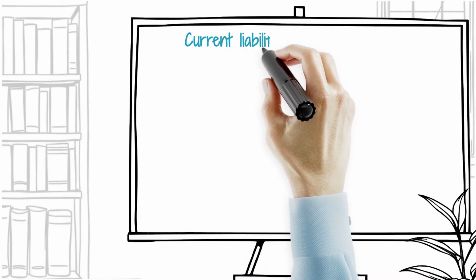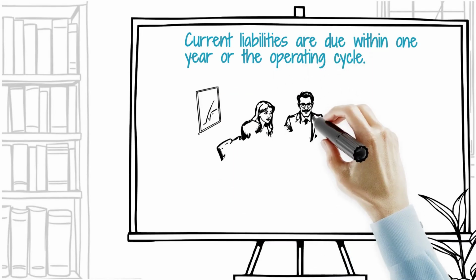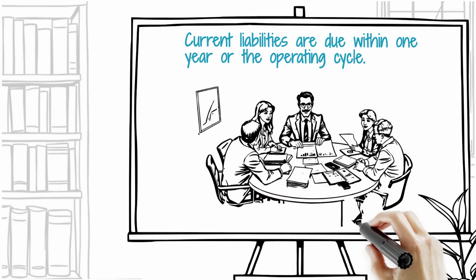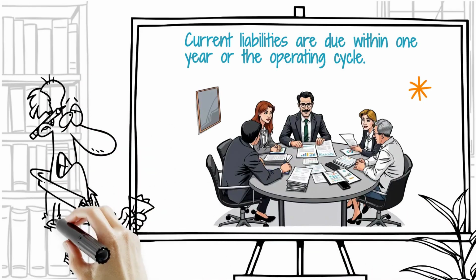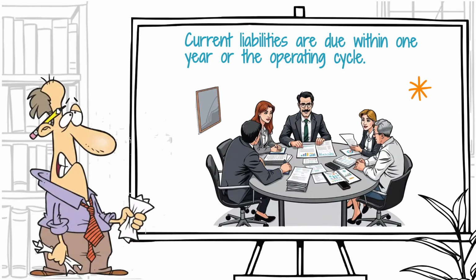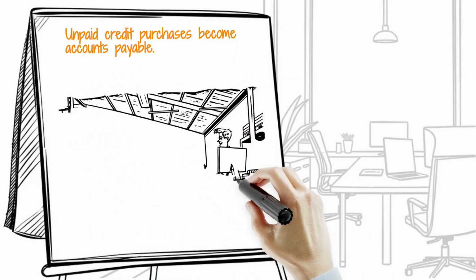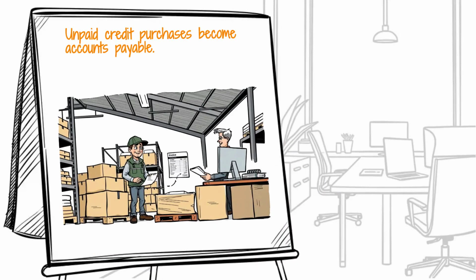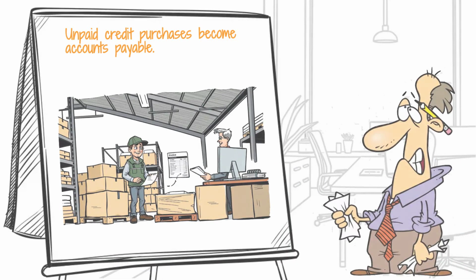The first major type is current liabilities. These are obligations due within 1 year or within the company's operating cycle. Common examples include accounts payable, wages payable, taxes payable, and short-term loans. If a business buys supplies on credit, that unpaid amount becomes an account payable. Current liabilities matter because they affect cash flow and day-to-day operations.